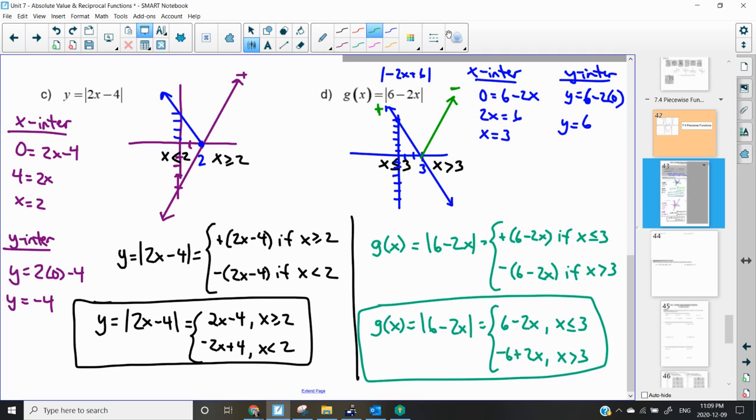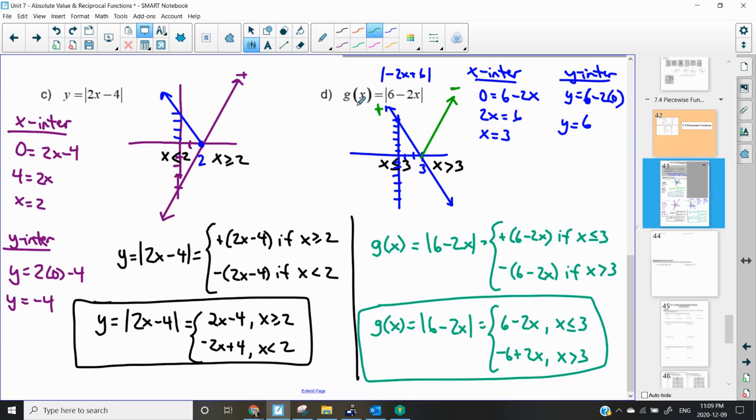So taking a look at our next function here, now we can rewrite that if we wanted to as the absolute value of negative 2x plus 6. It means the same thing, it's just written in a different way. Again, we find our x and our y-intercepts. We have an x-intercept at 3 and a y-intercept at 6. But this time our graph has a negative slope.